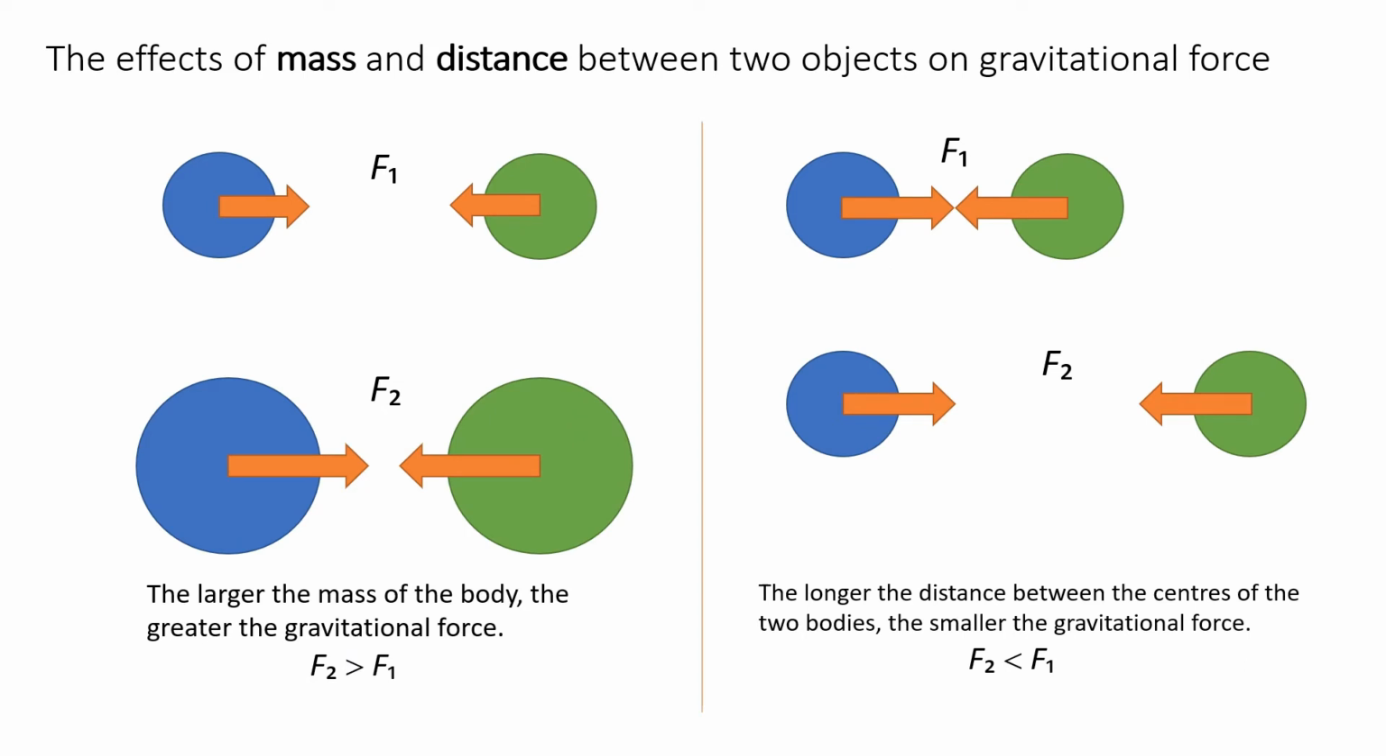Now let's talk about the effect of mass and distance between two objects on gravitational force. The diagram on the left shows that larger bodies have greater gravitational force. Therefore, the larger the mass of the body, the greater the gravitational force. The diagram on the right shows that the bodies which have a longer distance will have smaller gravitational force. Therefore, the longer the distance between the centers of the two bodies, the smaller the gravitational force.